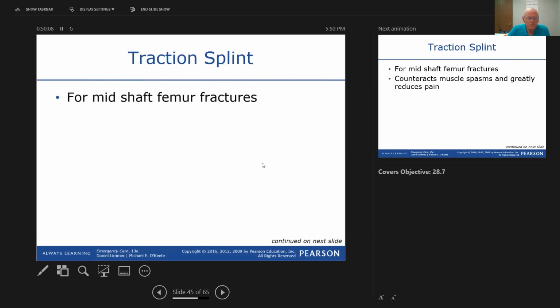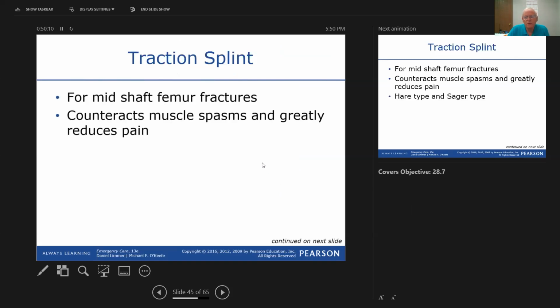Just real quick, the traction splint is for midshaft femur fractures. Both of these devices, whether it's the two-pole or the one-pole, work by applying something called an ankle hitch to the foot and ankle. The upper part of the splint is seated, if it's the Hare, in the crease of the butt. If it's the Sager, the one-pole one, it's up in the side of the groin. We strap those areas. Then with that ankle hitch on the distal end, we apply traction.